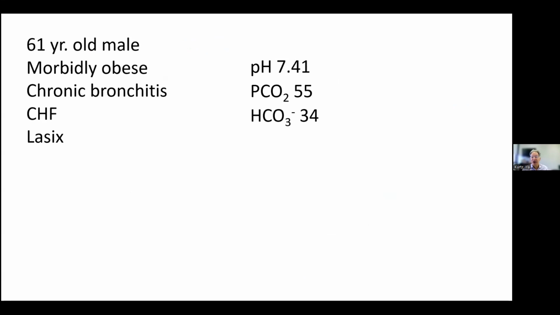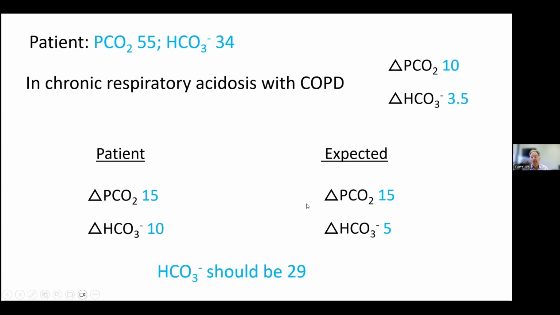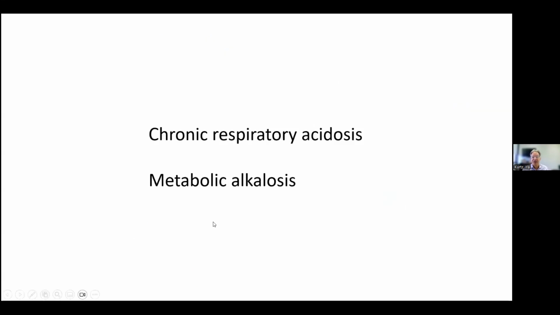If you don't know that rule and just look at the numbers, you're going to call this chronic respiratory acidosis, but it's not. The bicarbonate should have gone up to 29, not 34. And so there's an additional acid-base disorder that we have a clinical cause for, and that's metabolic alkalosis, raising it an additional 5. So we have 2 reasons in this patient for the elevated bicarbonate.